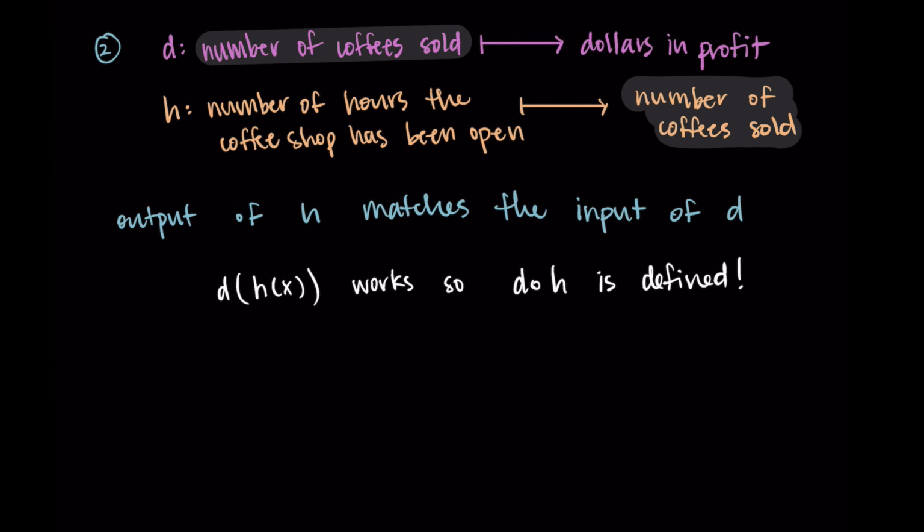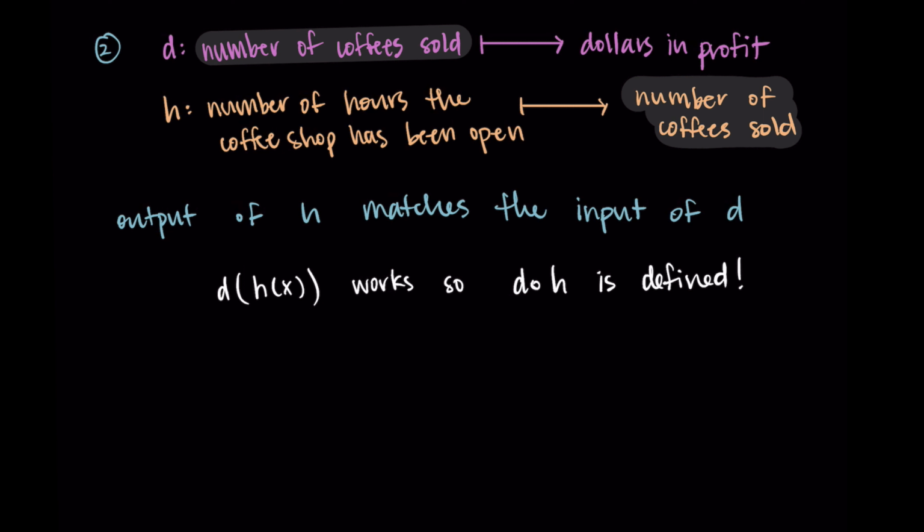So this would work by starting with h. We'd take the number of hours, then we would map that to the number of coffees. Then d would take the number of coffees and output the dollars in profit. So this works great. We start with the number of hours and we end up with the dollars in profit.